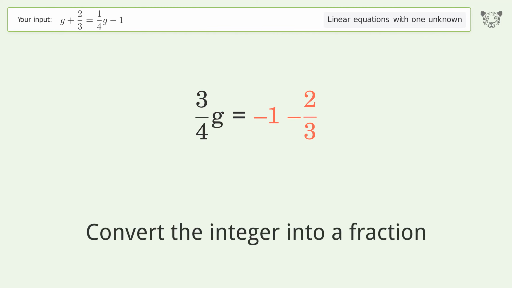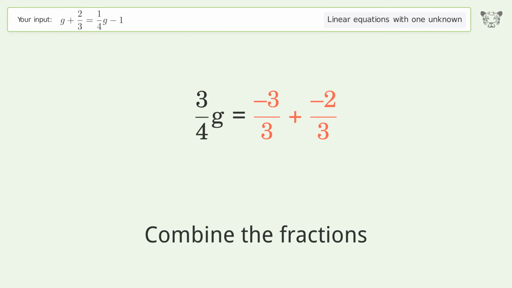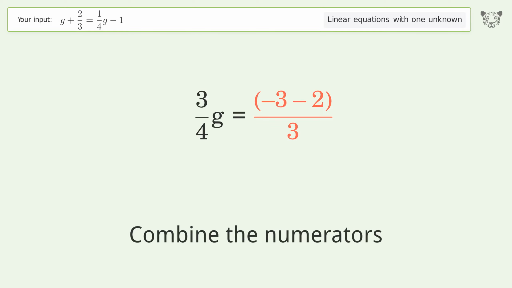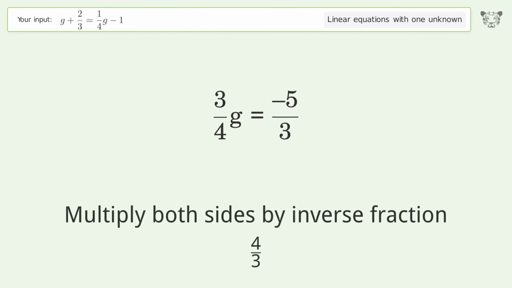Convert the integer into a fraction. Combine the fractions. Combine the numerators. Isolate the g. Multiply both sides by inverse fraction 4/3.